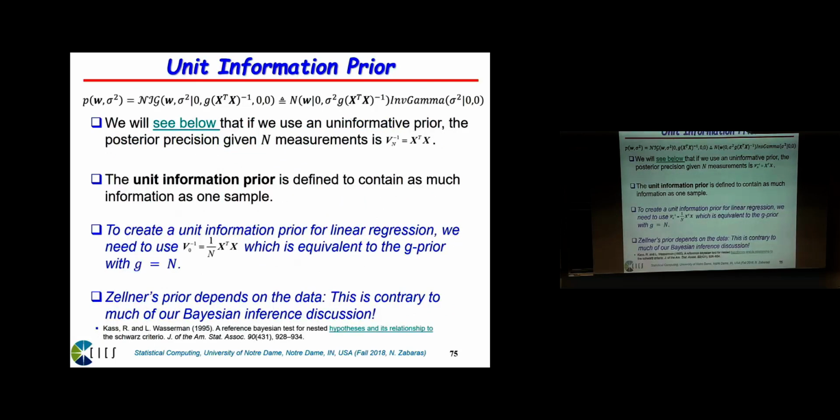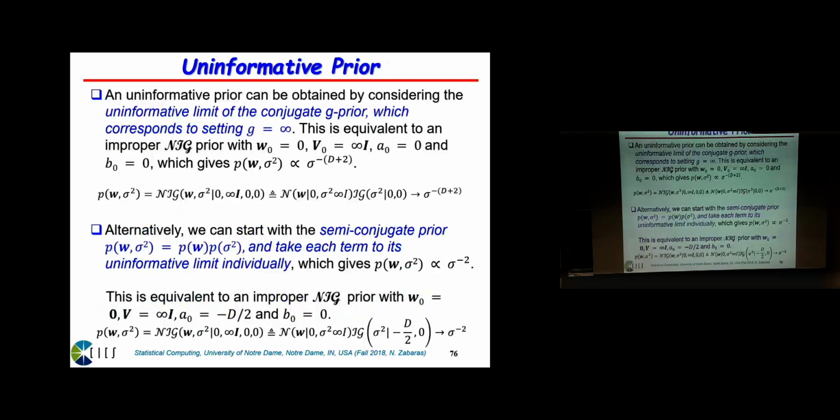And I wanted to give you two uninformative priors. So this is one uninformative prior that you can use. Sigma to the minus D plus 2, D is the dimensionality of W, all right? So if you plug into the generic expressions these particular values that I have here, some zeros, some infinities, you get that. And also what you can get is, if you take W and sigma squared to be independent, you get this uninformative prior 1 over sigma squared that I introduced a few lectures ago. Okay?